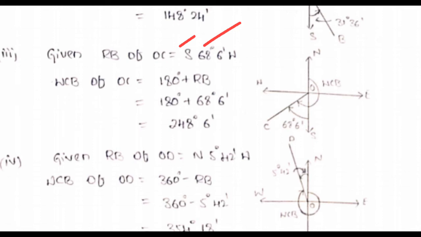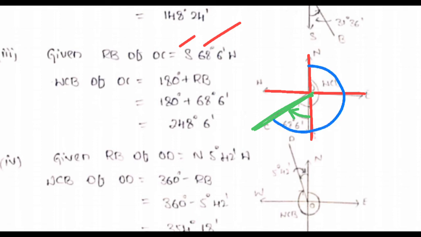So based upon this third one, first we will generate the coordinate system, then the line OC, for which the reduced bearing angle is 68 degrees 6 minutes. Now we are going to calculate the whole circle bearing. This is the whole circle bearing. We need to calculate this angle. How can we calculate this angle? We already know that these two quadrants' angle is 180 degrees.